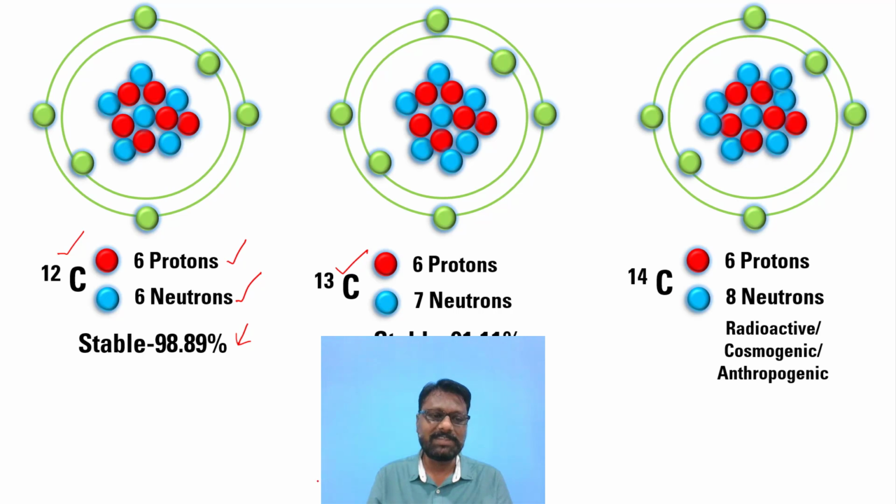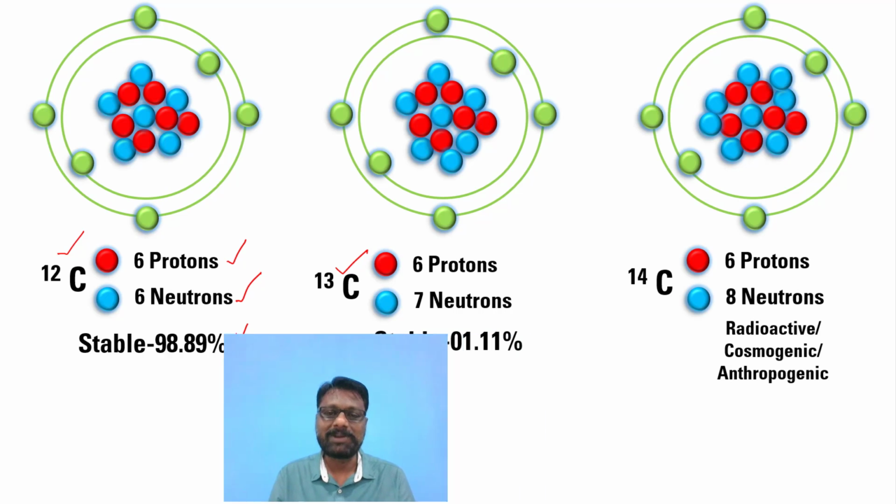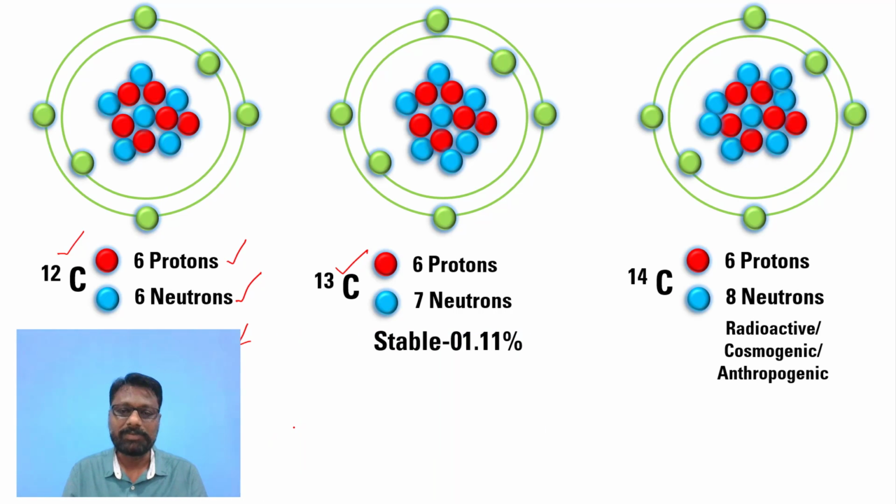Majorly we will see carbon 12 in nature, which consists of 6 protons and 6 neutrons, and it is considered stable. Its percentage in nature is 99% of the carbon, made up of C12. Next to that we have C13, which consists of 6 electrons, 6 protons as well as 7 neutrons, and it is also stable, and its percentage in nature is 1.11.